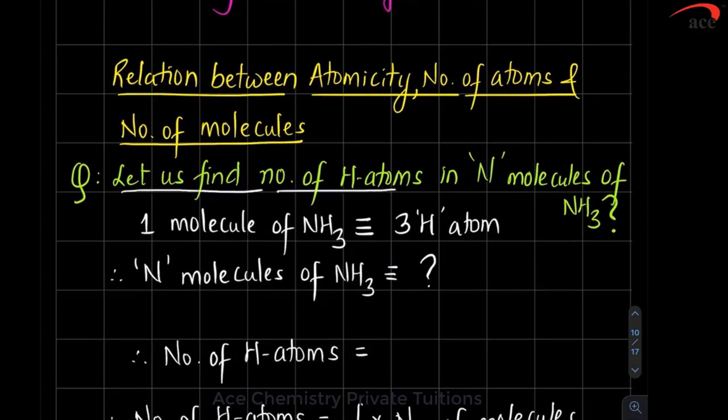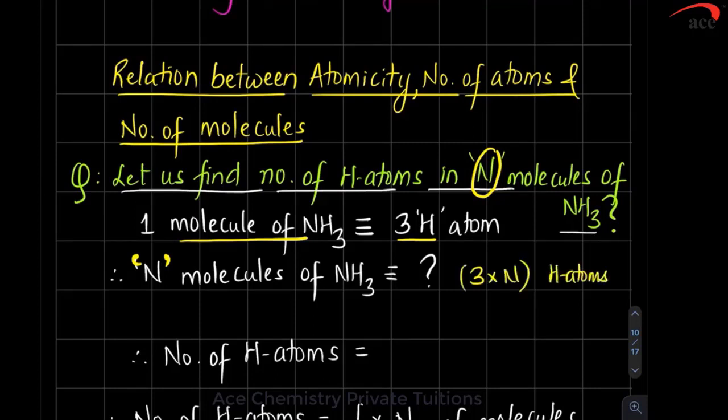Relation between atomicity, number of atoms and number of molecules. Let us find out the number of hydrogen atoms in n molecules of ammonia. Now we are trying to find out in n molecules. So what is the number of molecules of ammonia? Yes, n. One molecule of ammonia has how many hydrogen atoms? 3. So n molecules of ammonia will have how many hydrogen atoms? To do that, apply the unitary method, cross multiply, and you will get the answer: 3 multiplied by n hydrogen atoms will be present.